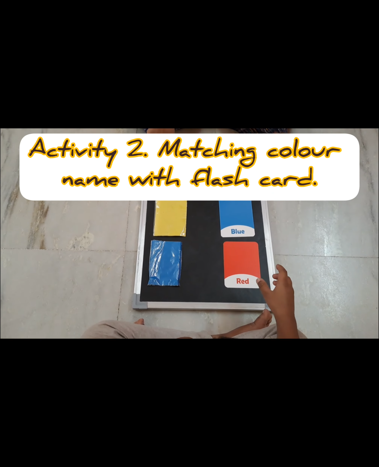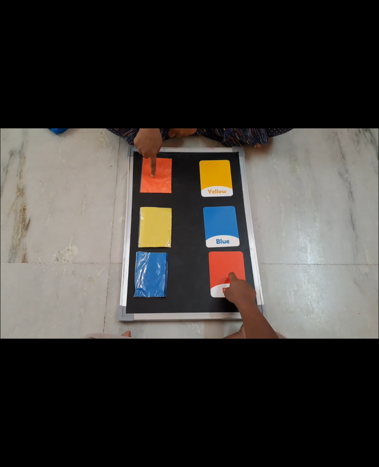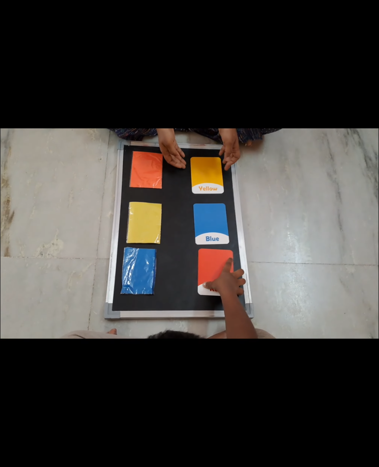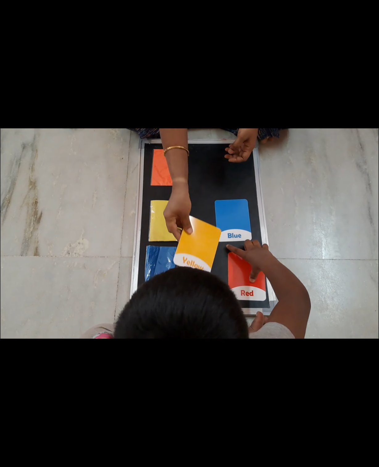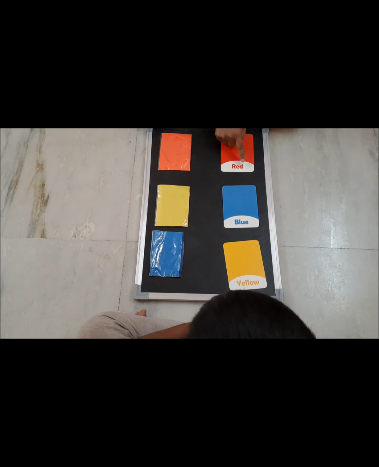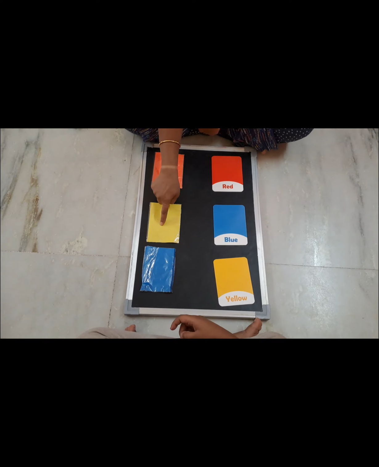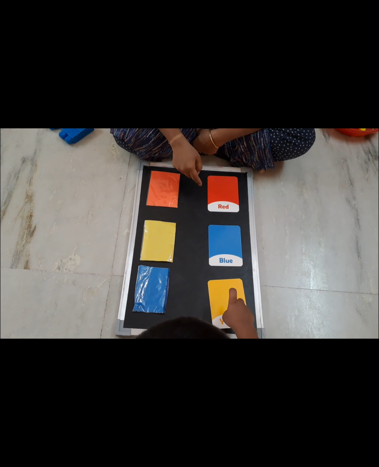Okay. Now you are going to match color with the spellings. Now show me where is R-E-D red. Then match it. Change the flashcard. R-E-D. Red. Okay. Now yellow. Show me where is yellow.